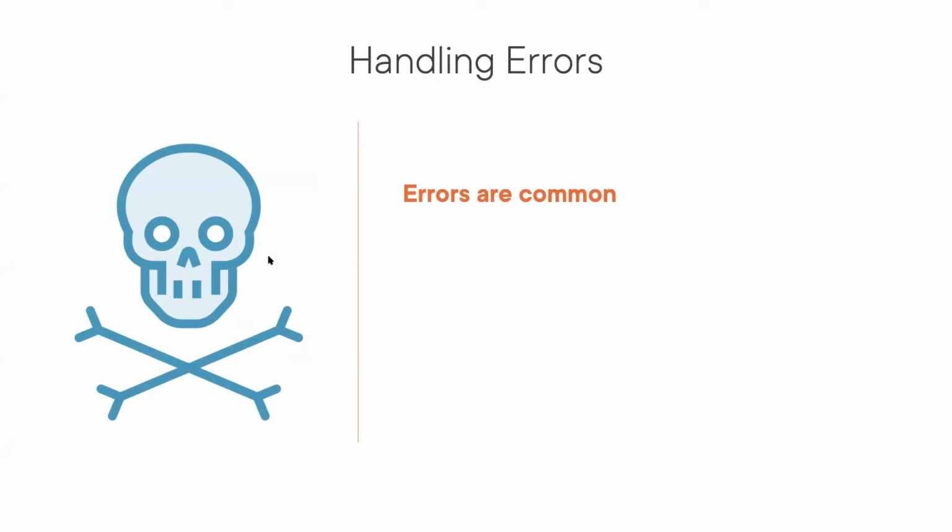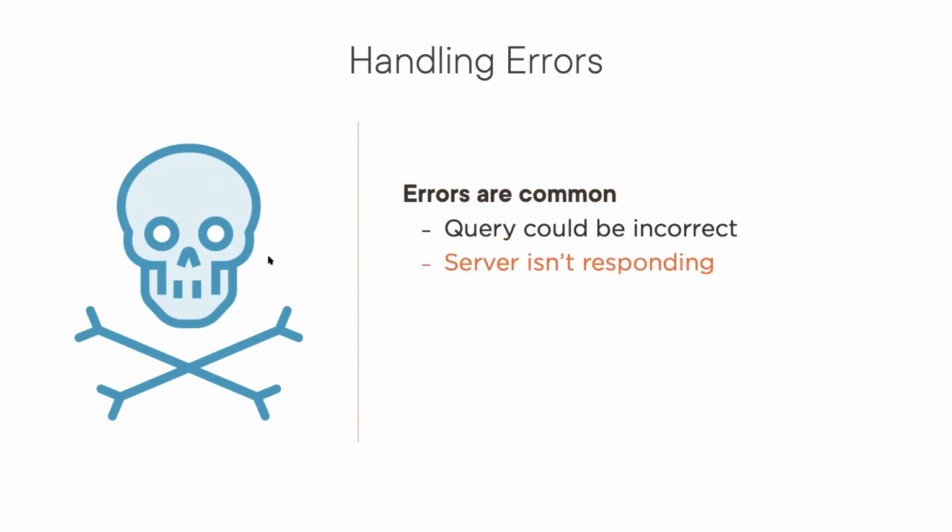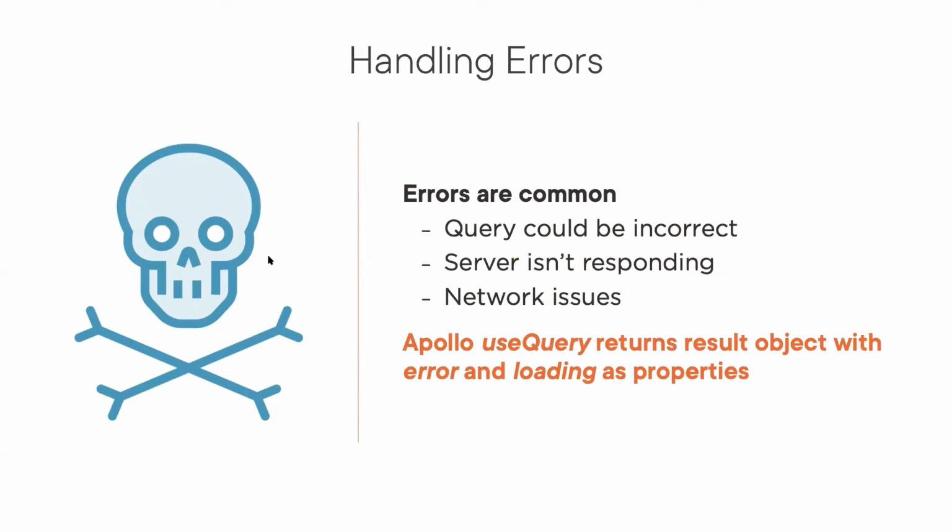Whenever you make network calls, you're prone to errors. It could be because your query itself could be incorrect. Your server may not be responding. It could be down. There could be network issues. There are plenty of reasons why errors could come. And our useQuery returns a result object with the error and loading as properties, which is really cool. So you don't have to go looking for the error. You don't have to search for it. You just know it errored out, and you can let your users know that's happened.